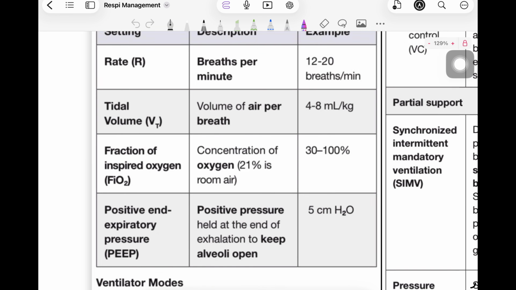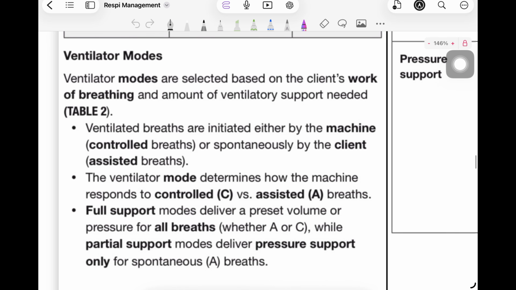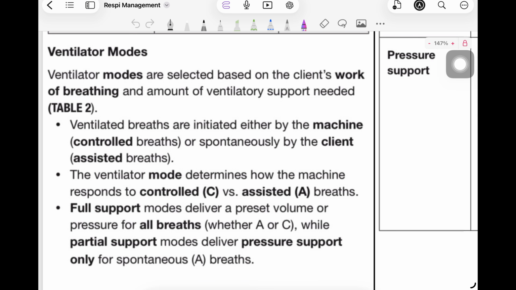Now guys, now that we know the different ventilatory settings, the next thing we will do is look at how the machine, or the ventilator, will deliver the breaths. That is called ventilatory modes. This ventilatory mode will determine who will initiate the breath, and of course how much resistance the ventilator will provide. Ventilated breaths are initiated either by the machine, called controlled breaths, or spontaneously by the client, called assisted breaths. Let's talk first about the controlled breaths.